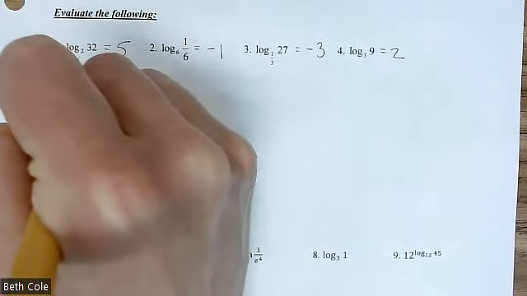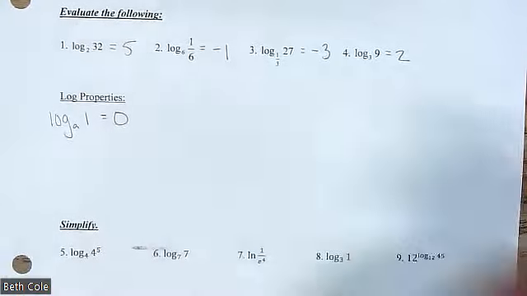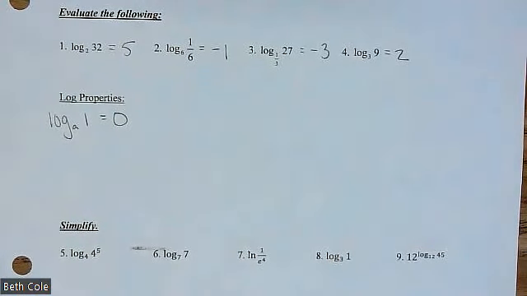The first one, log base A of 1 equals 0. I put an A there because the base could be any number, like log base 2, log base 5, log base 10, whatever it is. But why is that 0? Yeah, anything to the 0th power is 1.